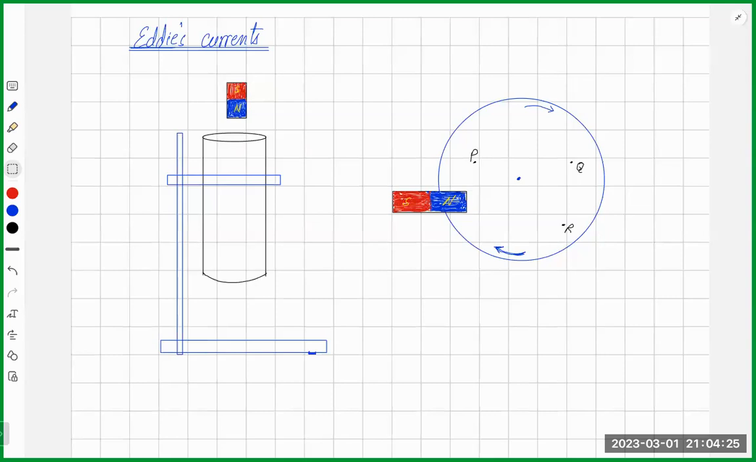So when a conductor moves in such a way that it cuts through magnetic field lines, an EMF is induced across the conductor. And if that conductor is part of a circuit, it can set a current in that circuit. But that current will have a defined direction. It will be moving in a certain direction, and we can also predict the direction of that current.